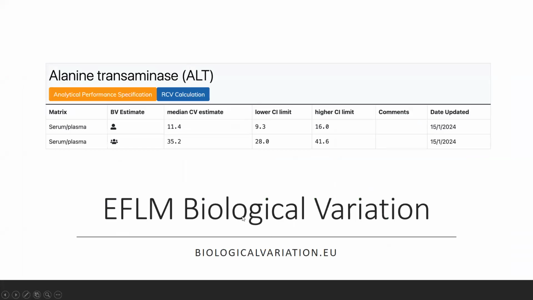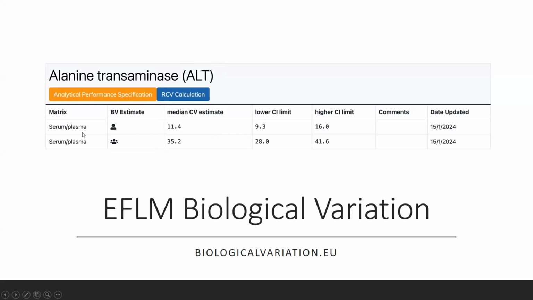And work has actually gone into trying to define these components, CVI and CVG, so within individual and between individual biological variation, in a very systematic way. And the European Federation of Laboratory Medicine have defined how we study, or how we should be studying these components, and amassed a large amount of data for multiple analytes. And the website is included here. It's definitely worth having a look. It's called biologicalvariation.eu. And this is an example here of ALT.